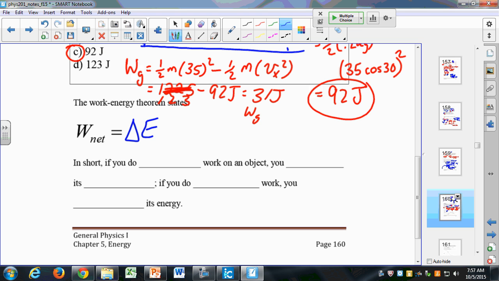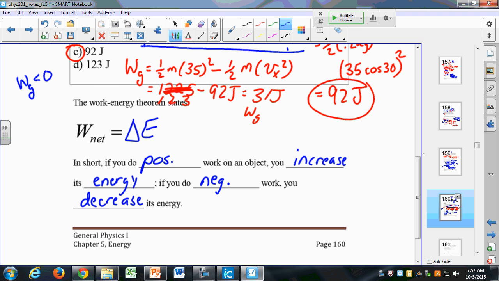If you do positive work on an object, you increase its energy. If you do negative work, you decrease its energy. And up here, the work done by the gravitational force was less than 0. It did negative work.